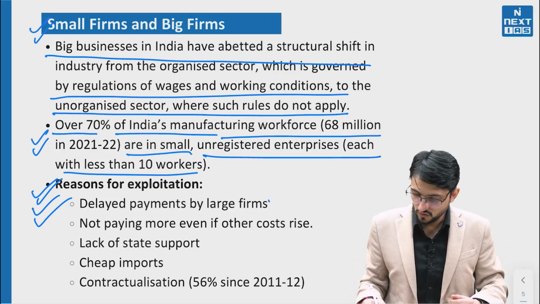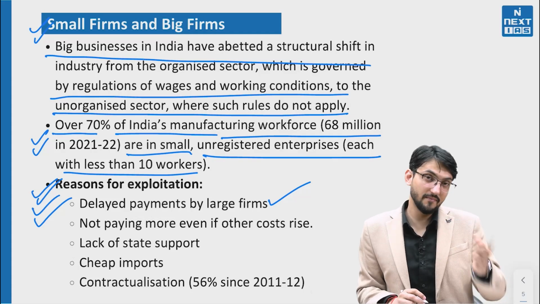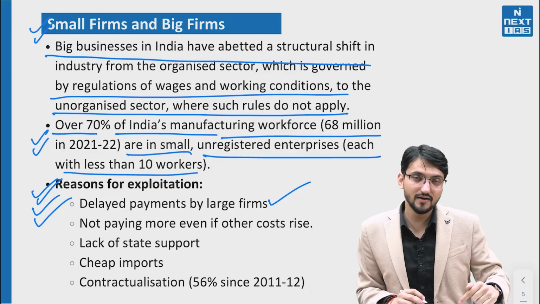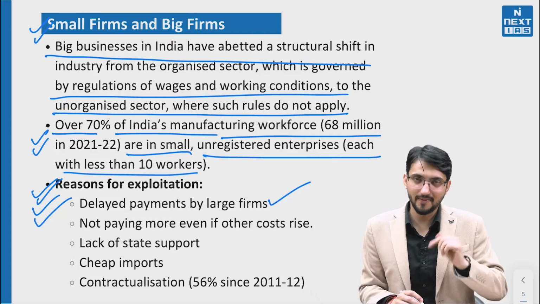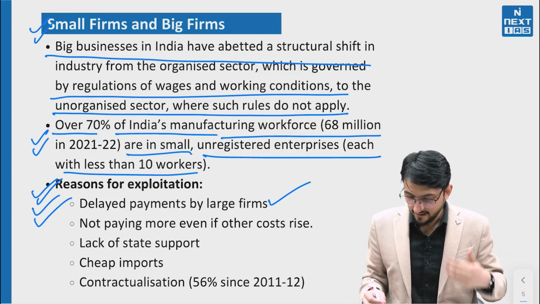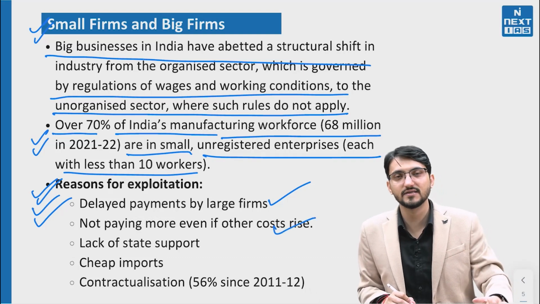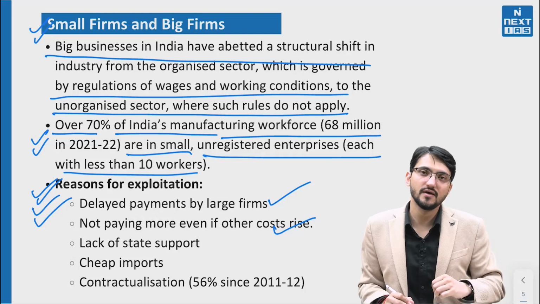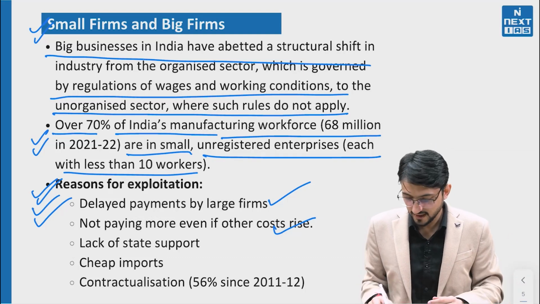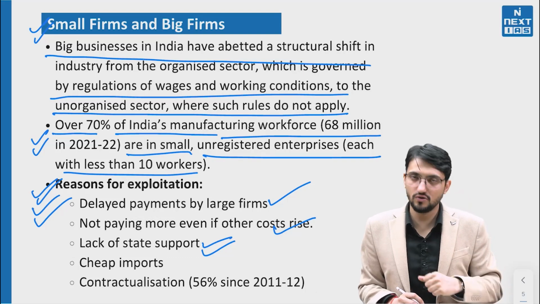Larger firms do not make payment on time, so payment will be delayed. Payment delayed meaning what? That they are living hand to mouth. Payments are not coming on time, they cannot innovate, they cannot think of innovation, they cannot think larger. Further, even when the cost price of the material has risen, the product price has not risen, they are not ready to pay them more. Then there is a lot of lack of support from the state also.